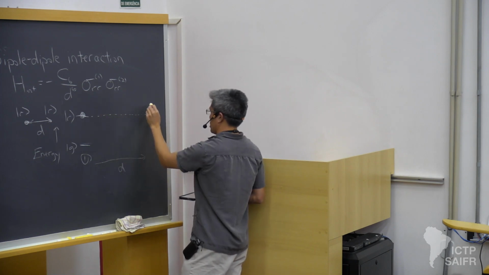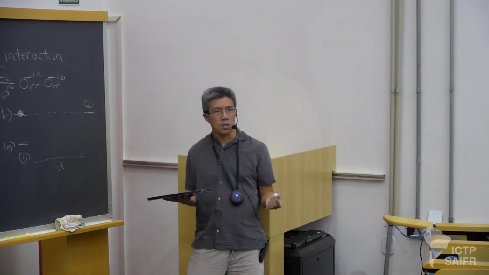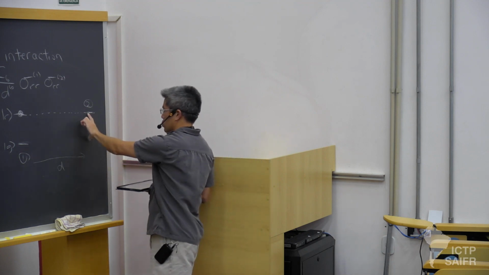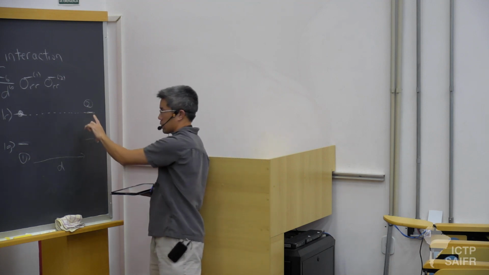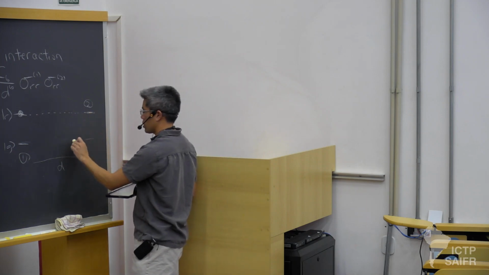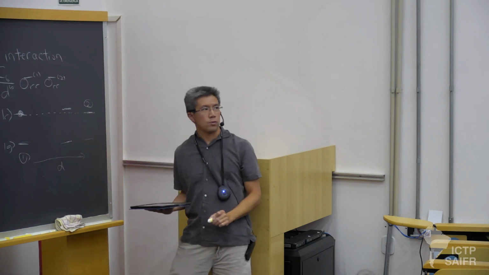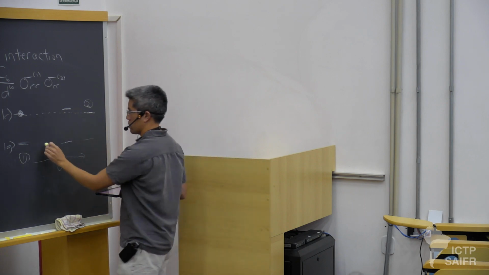So if I look at atom 2, if atom 2 is very far away, then the Rydberg atoms don't see each other. So the energy of this Rydberg state is exactly the same as that of an isolated atom. But as I bring atom 2 closer and closer, I notice that this Rydberg level starts to shift in energy. So there's an effective interaction energy.